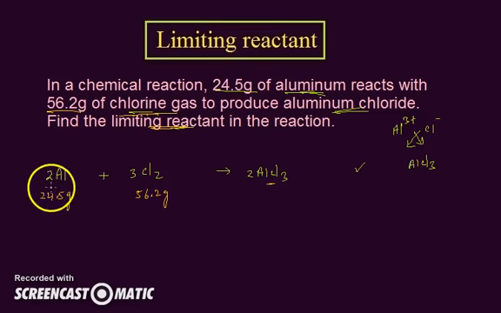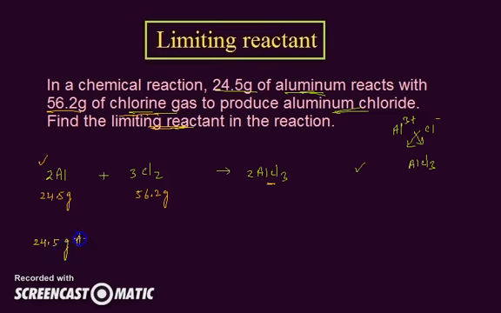By using the mass of these reactants one by one, we calculate the mass of aluminum chloride produced in the reaction. Then we can compare the mass of this product. Let's begin with the mass of aluminum. Well, the mass of aluminum is, here we have 24.5 gram.